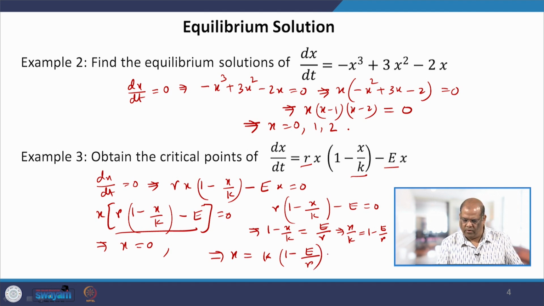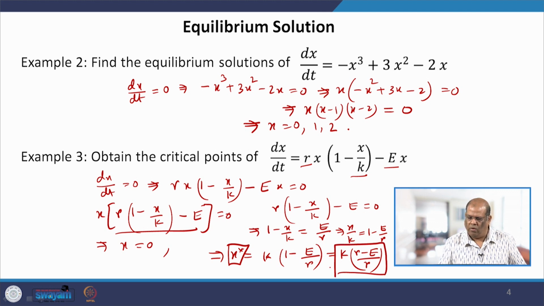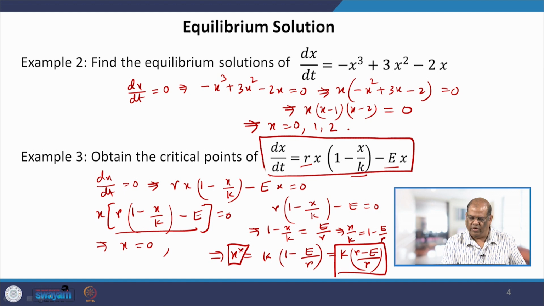Now, if we simplify, this is k times (R minus E) by R. Sometimes in the book you will see that the notation is x star, because we denote the equilibrium solutions with x star. Actually, it is the value of x for which you are getting the equilibrium solution. Right now it is just a differential equation, but when you will be doing the modeling, this will have some specific meaning.